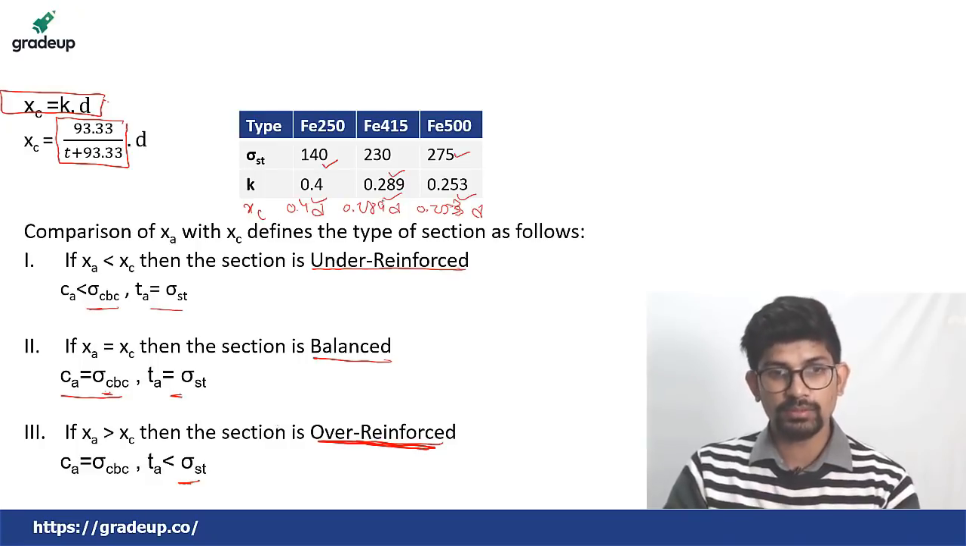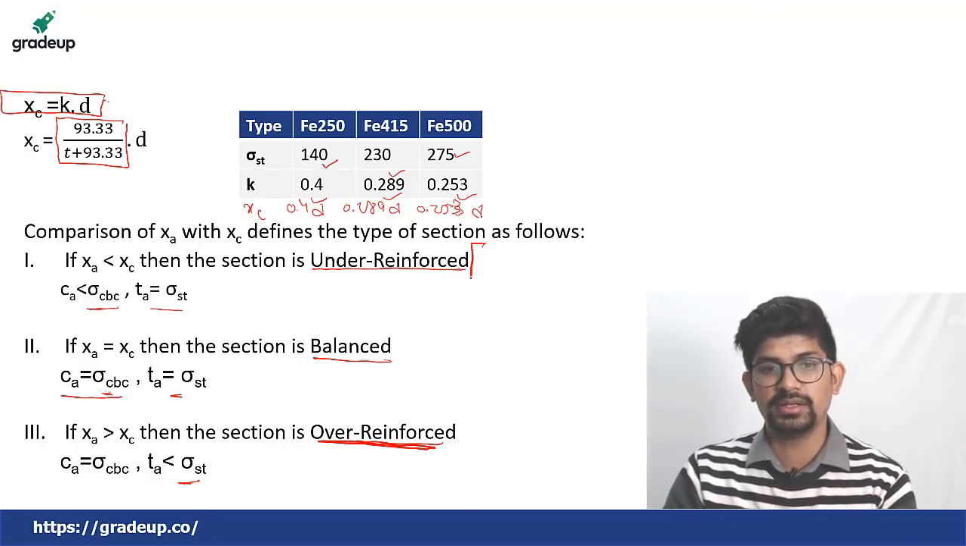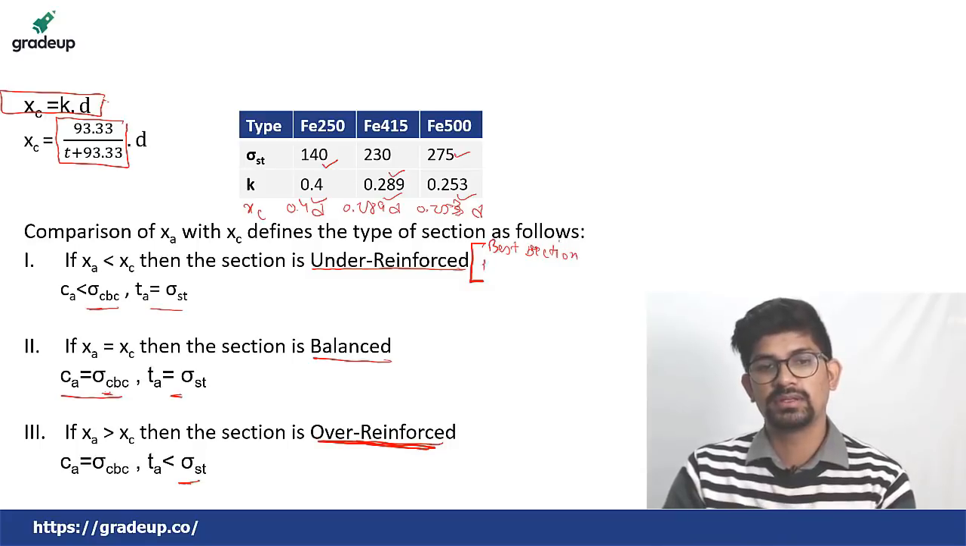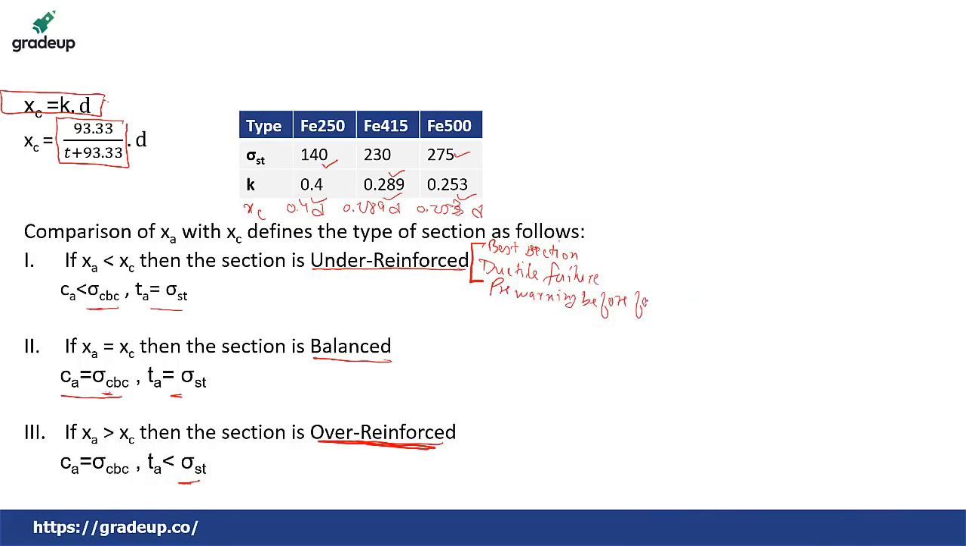Now, a few points are to be mentioned here. The under reinforced section is the best section. Why is it best? Because it has a ductile failure. In this, there will be pre-warning before failure.